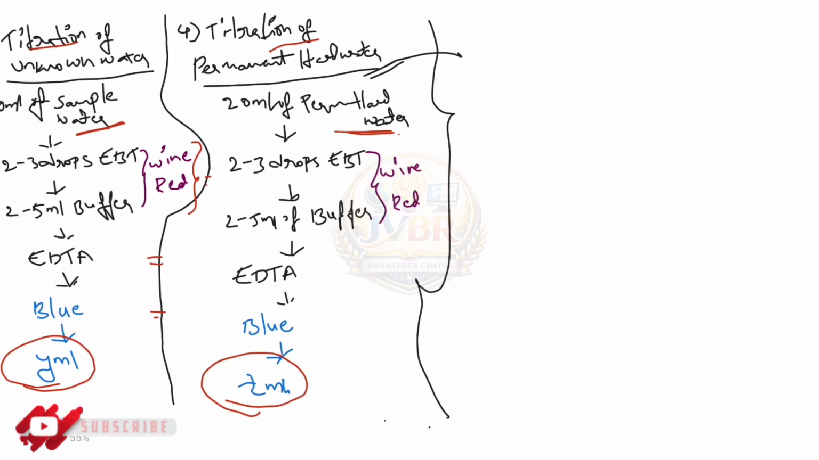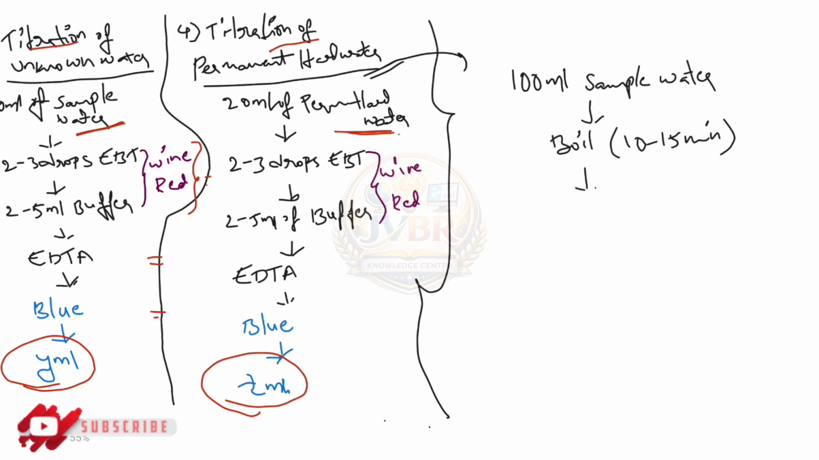Now I will explain preparation of permanent hard water. Take 100 ml of sample water in a beaker and boil it for 10 to 15 minutes. During the boiling process, evaporation takes place. The concentration of hardness producing salts present in the water will increase. Now temporary hardness producing salts get converted into precipitates.